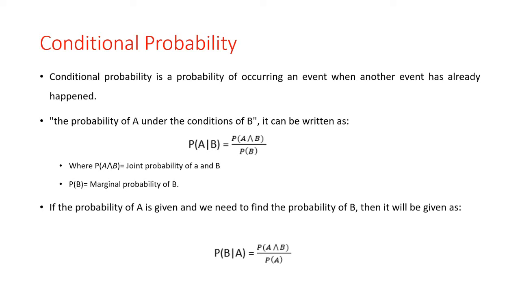Here, if the probability of A is given and we need to find the probability of B, then we have to find it as probability of B given A is equal to probability of A and B divided by probability of A.